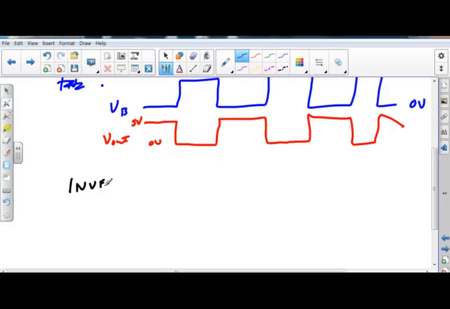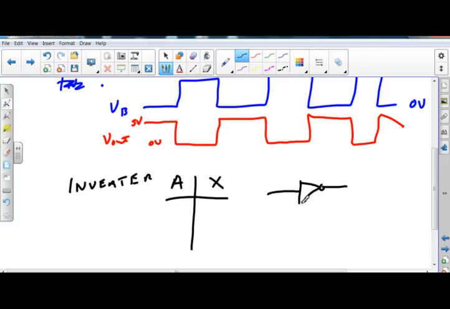Inverter. And it's going to have a truth table. So this is input A, and that's the output. And my inverter is going to look like this. So that's what the symbol for my inverter is. And when A is 0, the output is 1. And when A is 1, the output is 0.